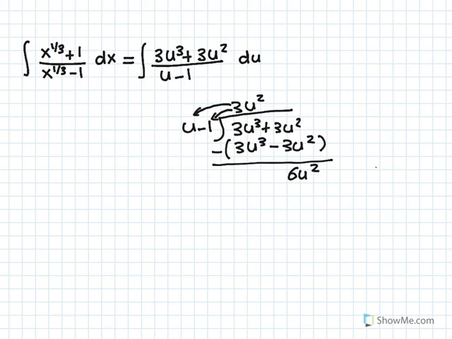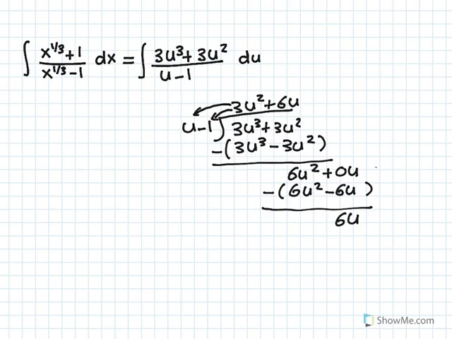How many times does u go into 6u squared? That's 6u. 6u times u is 6u squared, and 6u times minus 1 is minus 6u. Distribute the minus sign. Let's put a filler here, plus 0u. 6u squared minus 6u squared is 0. 0u minus minus 6u will give us 6u. How many times does u go into 6u? 6 times. 6 times u is 6u, and 6 times minus 1 is minus 6.